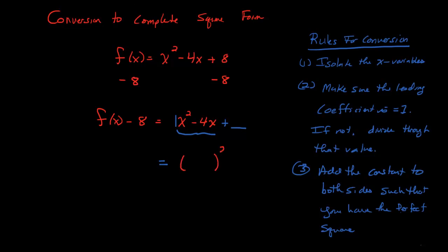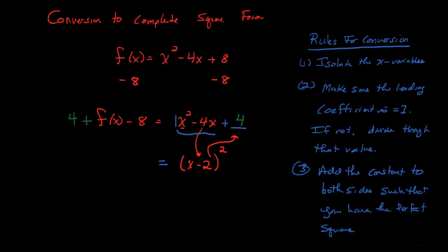I know that I'm going to have something squared. My first variable, we know it to be an x. We're going to divide this value by 2, so negative 4 divided by 2 gives me negative 2. We're going to square this value, so I'm going to add a positive 4 on my right, because negative 2 squared is positive 4. And x minus 2 times x minus 2 gives you this value. But whatever I do to the right side, I also have to do to the left.